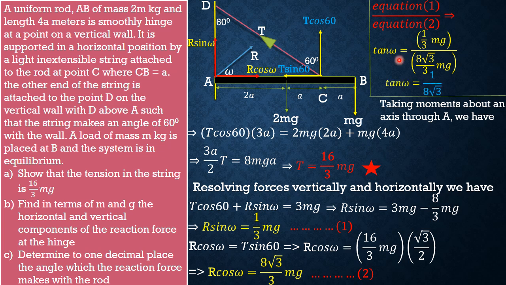So we are just going to have our answer: tan omega is the same as 1 over 8 root 3. So friends, if you punch it on your calculator, make sure your calculator is in degrees, you're going to have an answer of approximately 4.1 degrees. Great. So that's the angle, to 1 decimal place, that the reaction force makes with the rod.